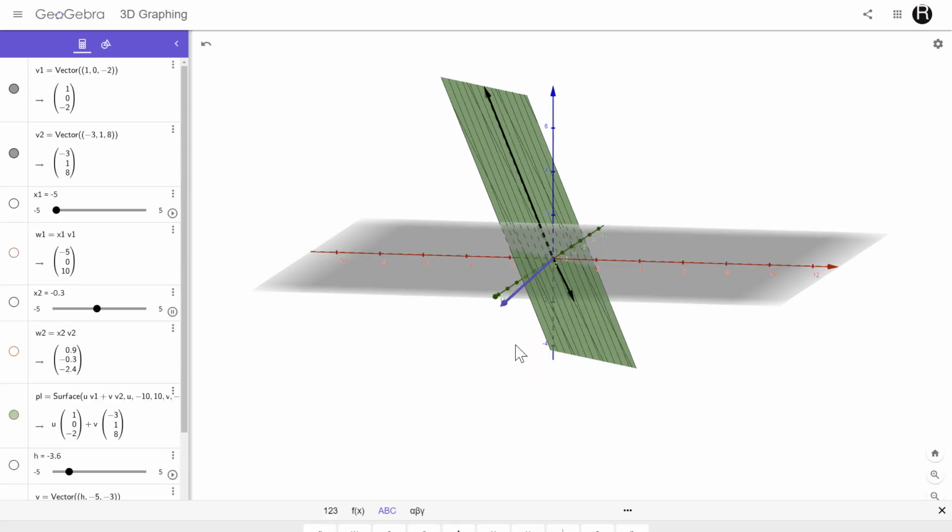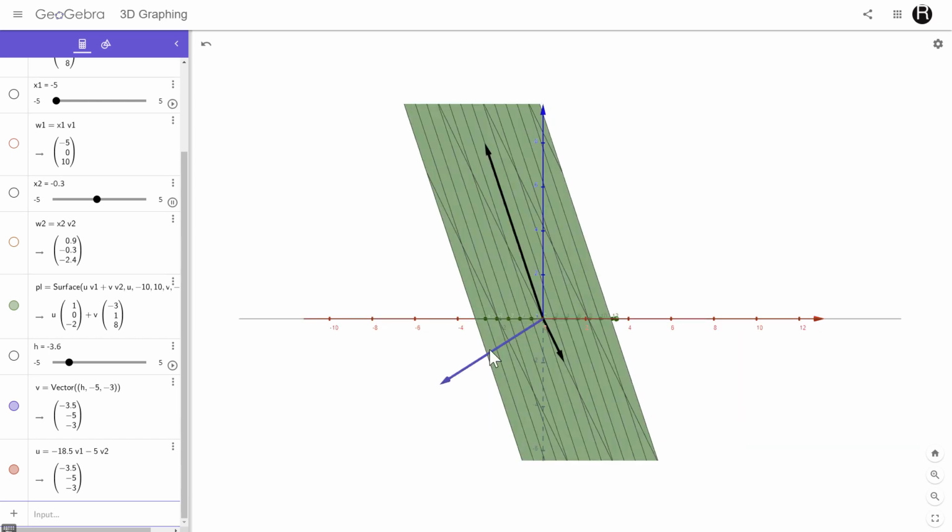Okay, so that's a little bit of the work that's involved with that particular problem.